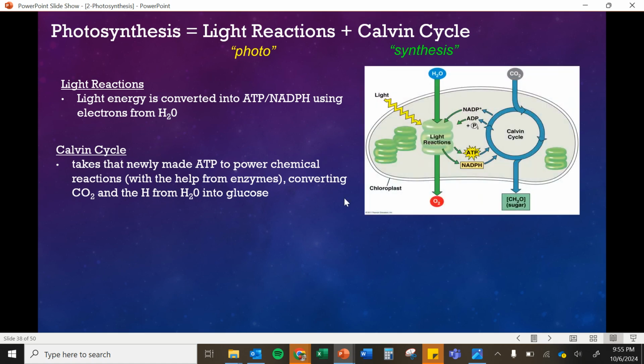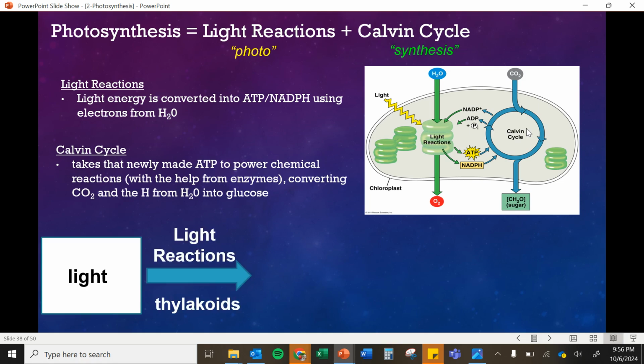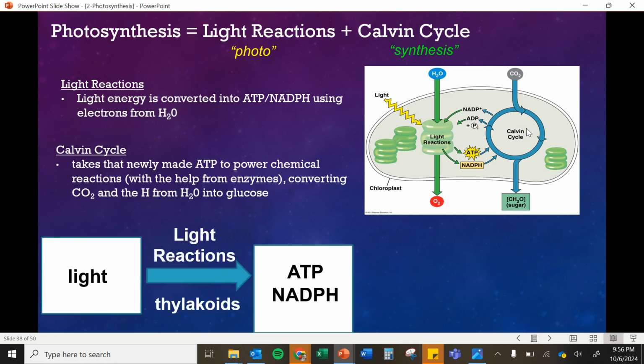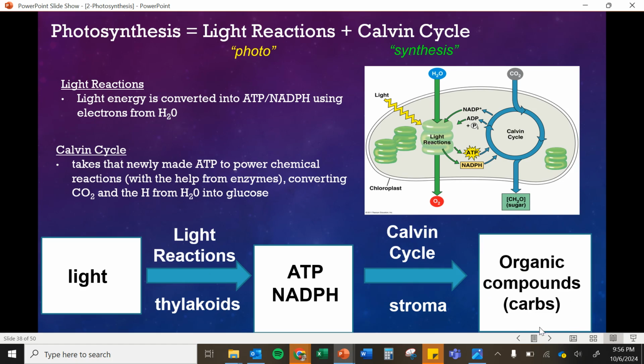And these two parts of the reactions occur in different locations. So the light reactions occur in the thylakoid itself, because that's where the chlorophyll is. That's where we're absorbing light. And then the Calvin cycle actually occurs in the stroma, in that liquid fluid part inside the chloroplast. So we're using light and the light reactions in the thylakoid to produce ATP and NADPH, and then the Calvin cycle in the stroma to produce our glucose.